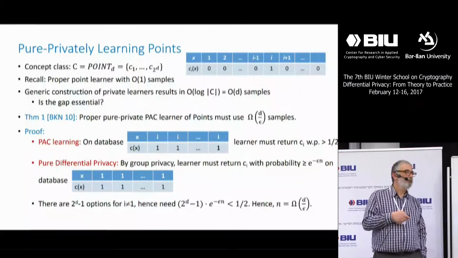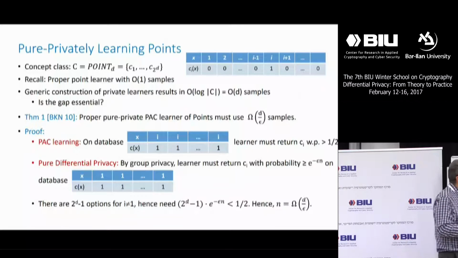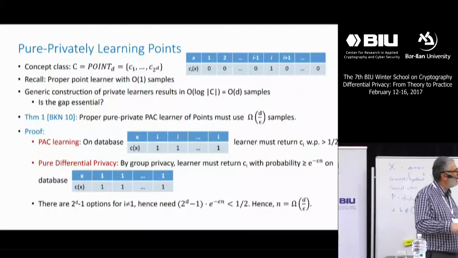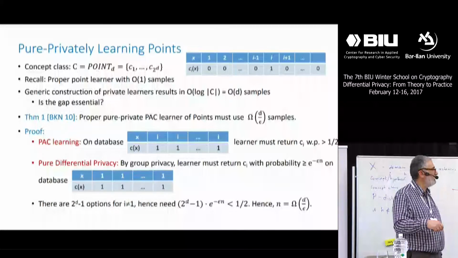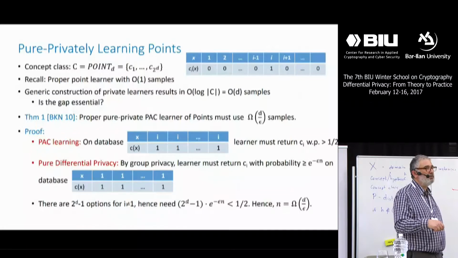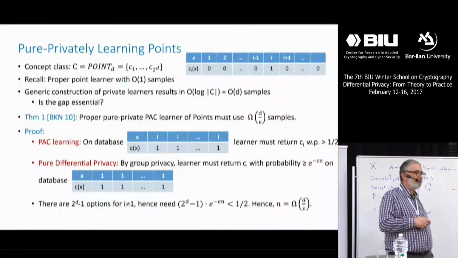Yeah? Because I said that it must be that the output is Ci. If it's not proper, then maybe there are many other hypotheses. For instance, the hypothesis that returns 1 all the time is also a good hypothesis for this. It's also consistent.